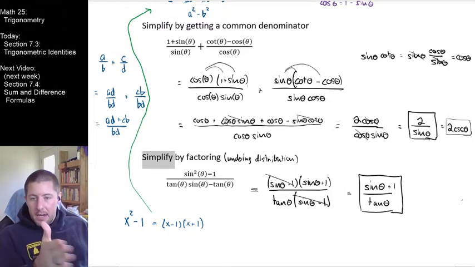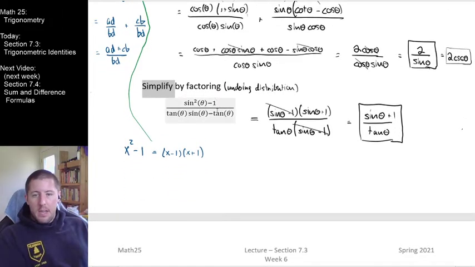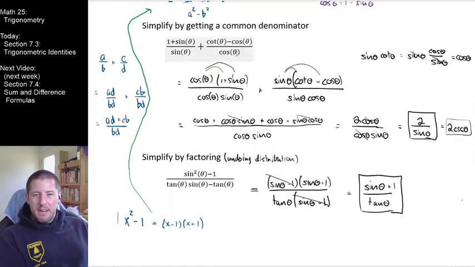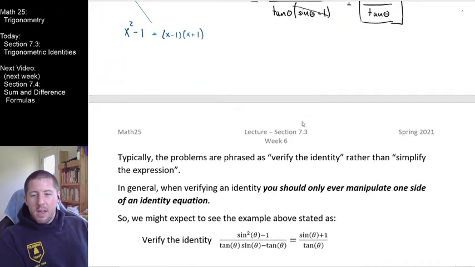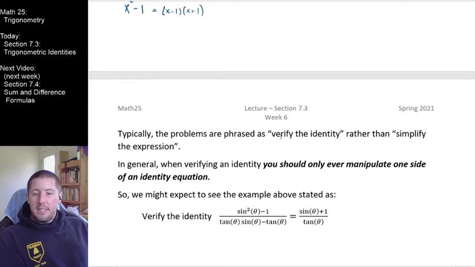So to that end, one of the really nice things that we're going to see here is that most of the problems that you're going to encounter are not going to be phrased like this, because that's sort of arbitrary. What is the simplest form? If there's a billion different ways to write all these expressions, how are we supposed to judge what's the simplest form, right? So instead, most of these problems are going to be phrased as verify the identity rather than simplify the expression.